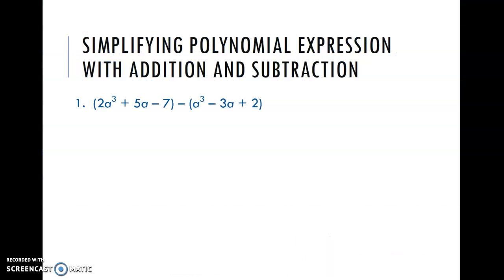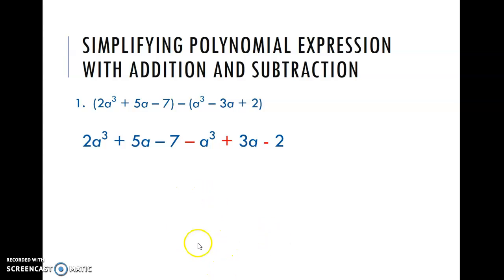To simplify polynomial expressions, the first thing you want to do with addition and subtraction is to get rid of your parentheses. So in order to get rid of the parentheses, what we need to do in this problem here is take this negative and distribute it inside this parenthesis. So what that gives us is 2a cubed plus 5a minus 7 minus a cubed plus 3a minus 2.